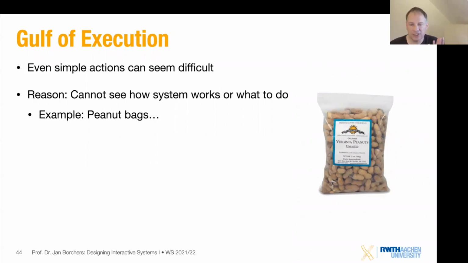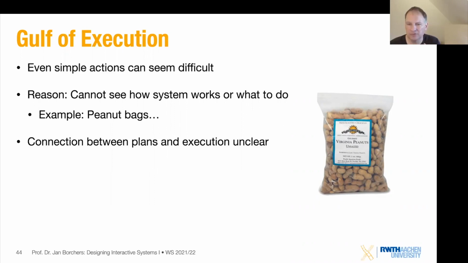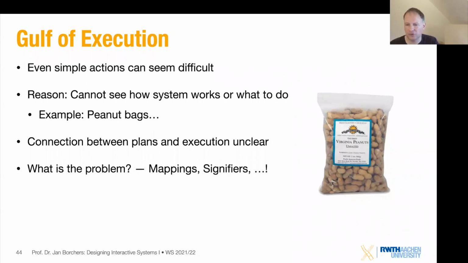So in this case, I'm failing very early on because I know I'm hungry, you know, goal-oriented. My plan is to have some peanuts, open the bag and eat them. But I'm failing to even turn that plan into any kind of action sequence, right? I don't know how to do that. And the problem, of course, again, affordances, mappings, signifiers.